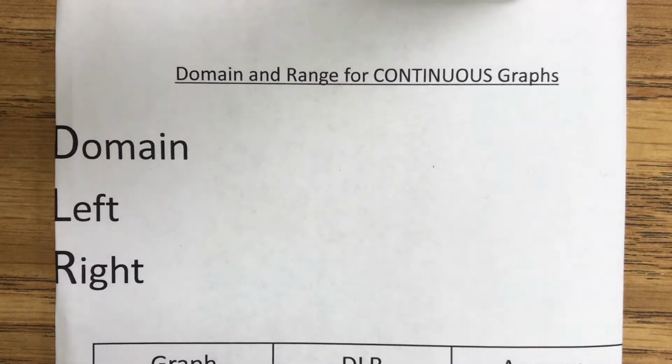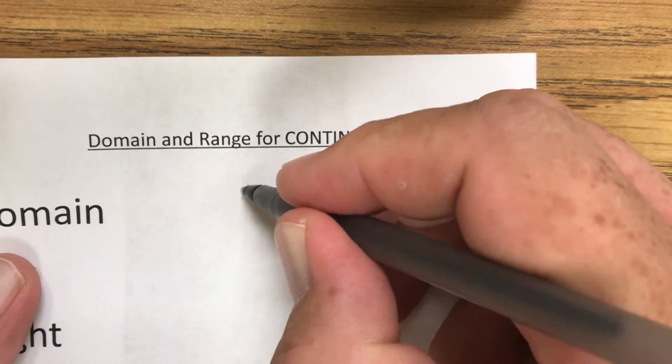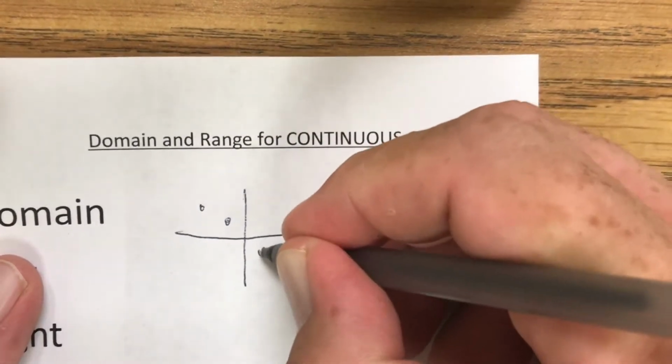Yesterday we talked about finding the domain and range of a discrete function. A discrete function is when we have just dots on a graph. So for example, we had a graph that looks like this. There were some points everywhere.